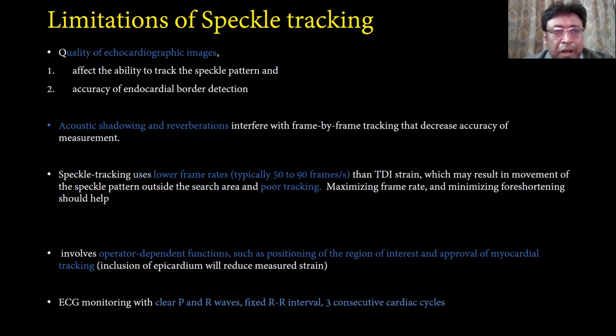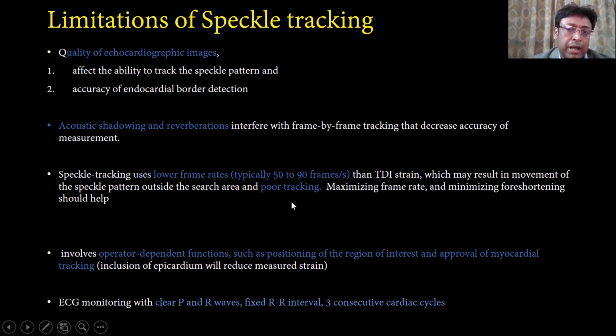So, limitations of speckle tracking. The predominant requirement for speckle tracking is the quality of the 2D image that you save. The ability to track the speckle pattern and the accuracy of the endocardial border detection is something you have to keep in mind, because if the quality is not good, both the speckle tracking and border detection will be wrong, and acoustic shadowing and reverberations are to be avoided.